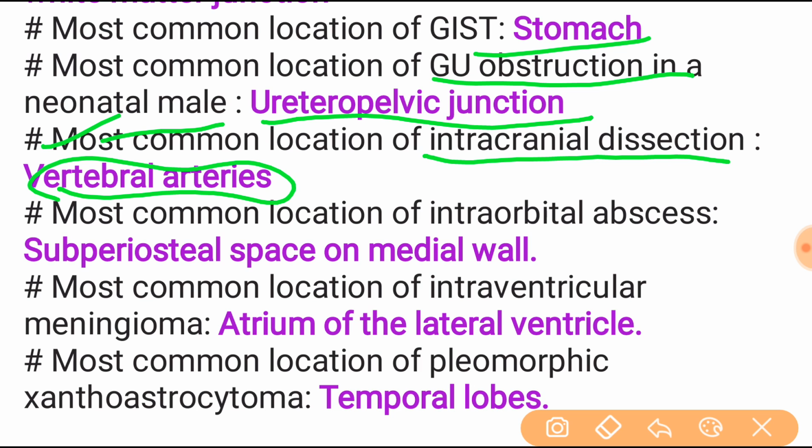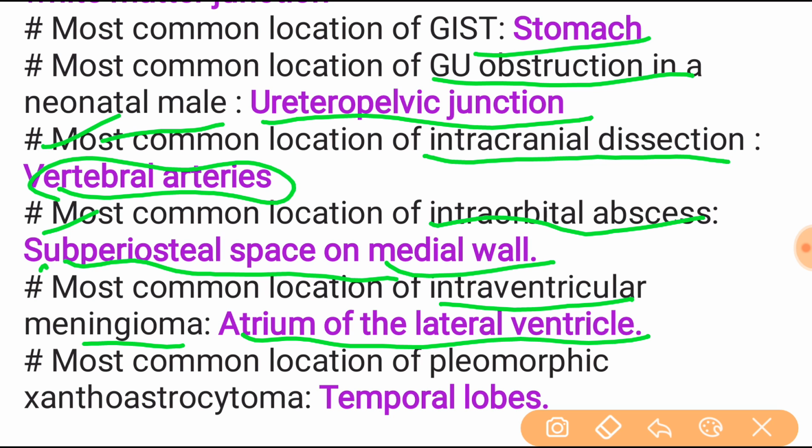You have to make a note on the, that means make an image of the circle of Willis. One question will always be on the circle of Willis. Most common location of the intraorbital abscess is the subperiosteal space on the medial wall. The most common location of the intraventricular meningioma is the atrium of the lateral ventricle.